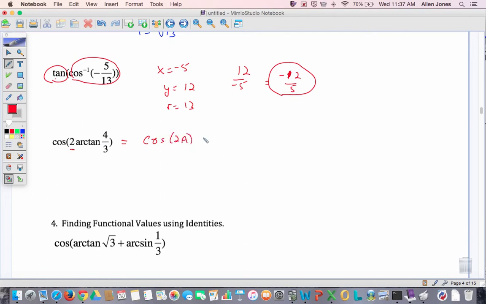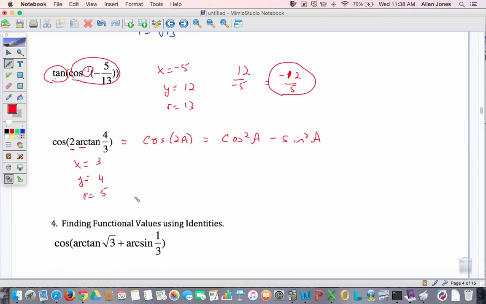Our third one here is a little bit more complicated because we have a double angle because of this 2. So I'm going to rewrite this as the cosine of 2a. I'm going to use one of my two versions there, cosine squared a minus sine squared a, for my double angle. We remember those from our work in chapter 5.